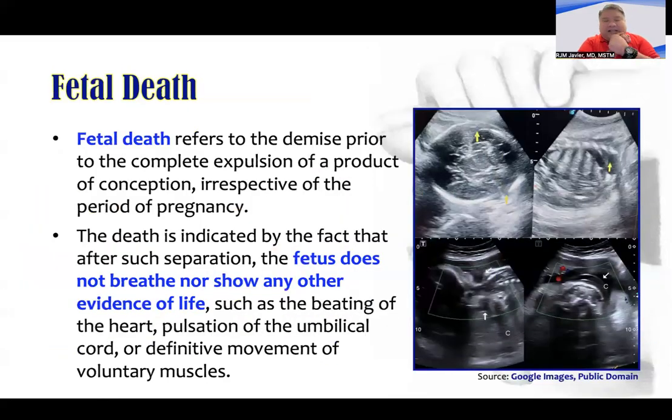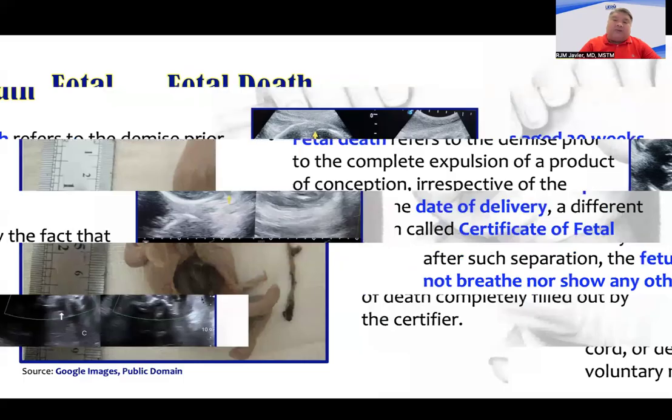Now, what about fetuses? Fetal death refers to the demise prior to the complete expulsion of a product of conception, irrespective of the period of pregnancy. The death is indicated by the fact that after such separation, the fetus does not breathe nor show any other evidence of life, such as the beating of the heart, or if you look at the umbilical cord, it should have two arteries and one vein. If there is no pulsation from the umbilical arteries, then it could be suggestive that there is no life. Or if the patient is limp and shows no definitive movements of the voluntary muscles.